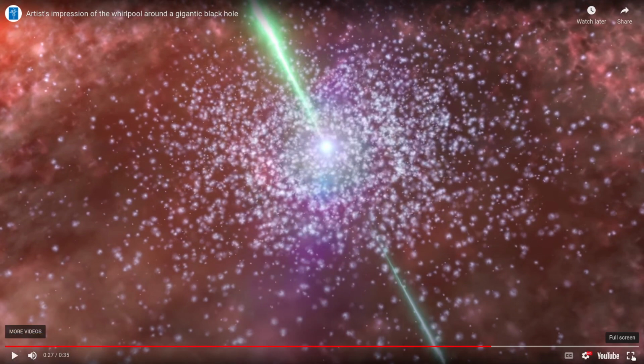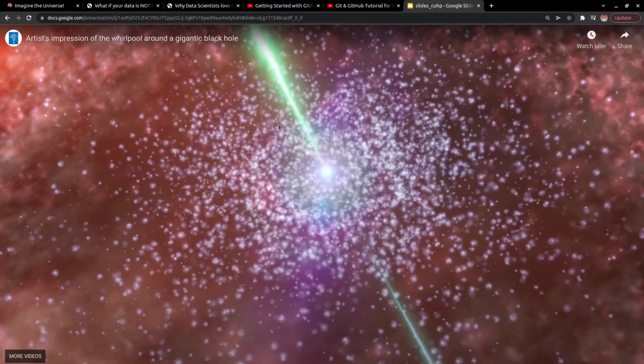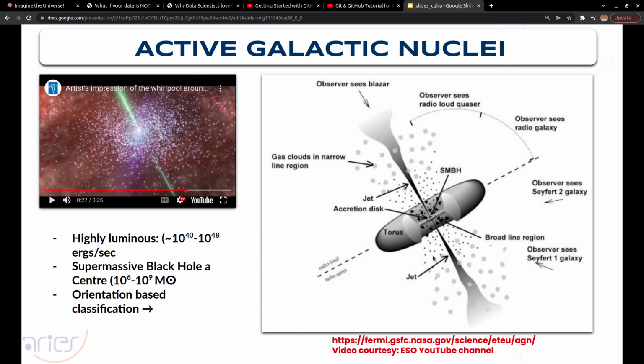So a million to a billion solar masses black hole is sitting inside the heart of these objects, right? And now if you look at this, this is the general picture that we have. So this is the torus that you saw, the red colored dusty thing here. So it basically obscures your view, as I told.